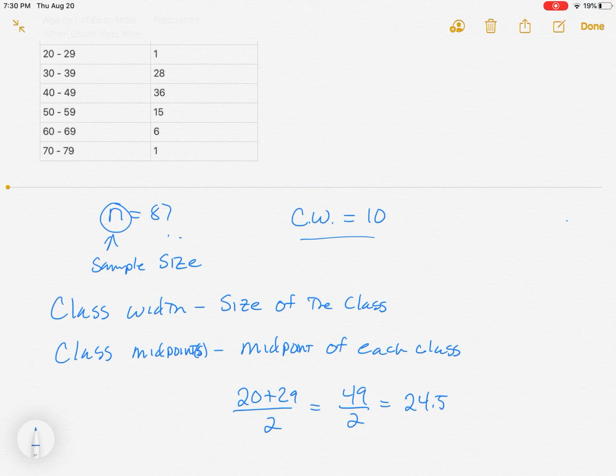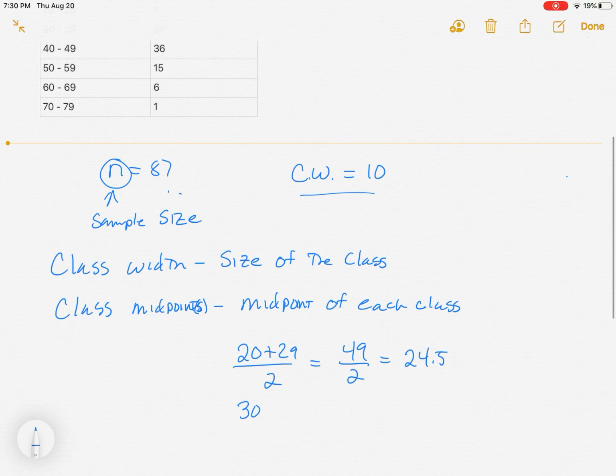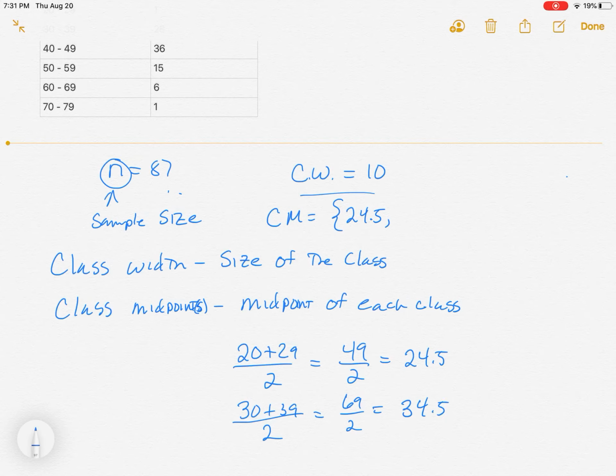Now, what's right in the middle between 30 and 39? So if I were to list out the class midpoints, the first class midpoint is 24.5. The next one would be right in between 30 and 39, or 69 divided by 2, or 34.5. Now notice the difference between the two. To get from 24.5 to 34.5, I know you know it's 10, but what I want you to see is that it's the class width.